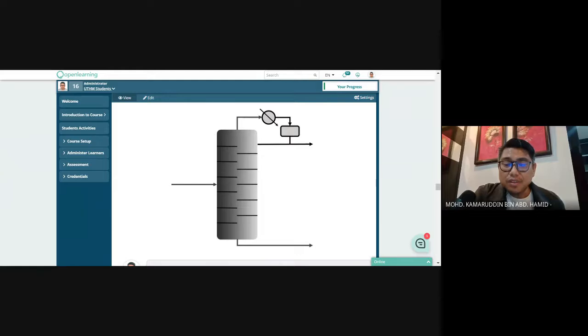Alright. Jawapannya adalah you make sure that you don't have any non-condensable gas. No non-condensable gas in your feed. Okay. So give me example. Alright. Okay. Give me one example. What is non-condensable gas?